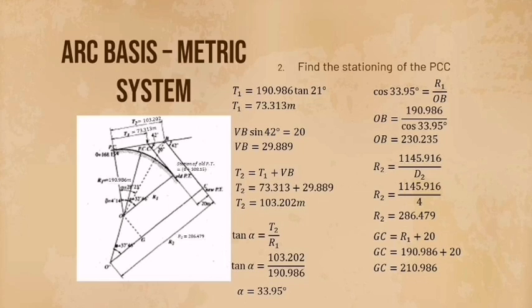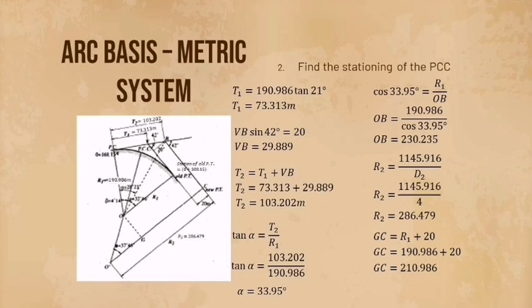To get the value of tangent distance 2, we will add the value of T1 plus BB. So the value of our T1 is 73.313 meters plus the BB, which is 29.889. If we add that, we will get the answer of 103.202 meters. So that is our tangent distance 2.